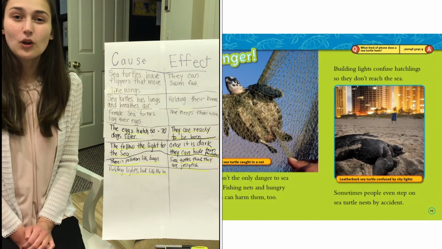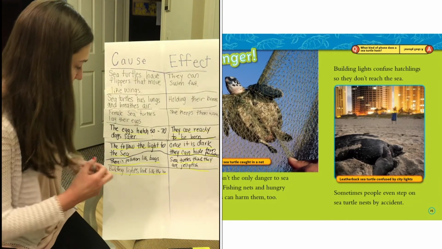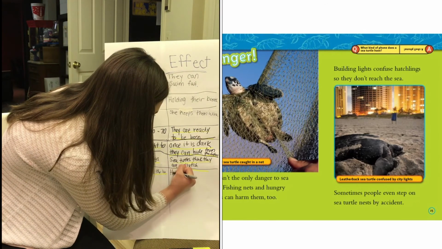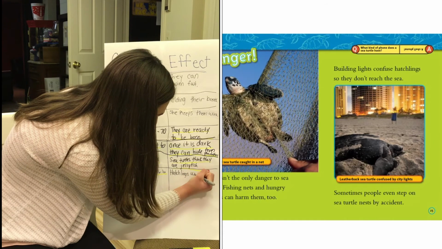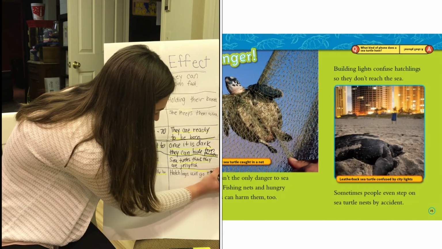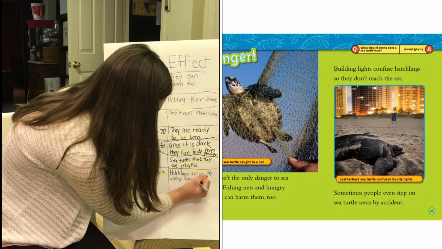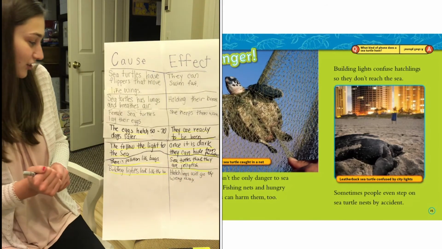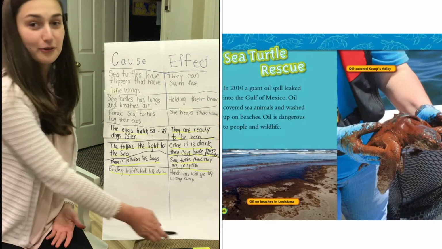And what is our result? What is our effect? The hatchlings will go the wrong way. Very good. Hatchlings will go the wrong way. Very good. So the building lights look like the sun, so the hatchlings will go the wrong way.